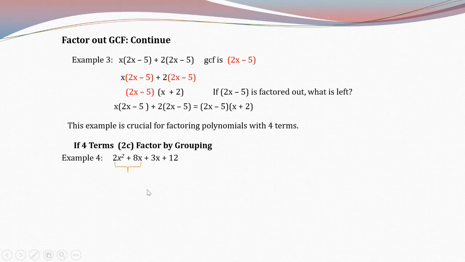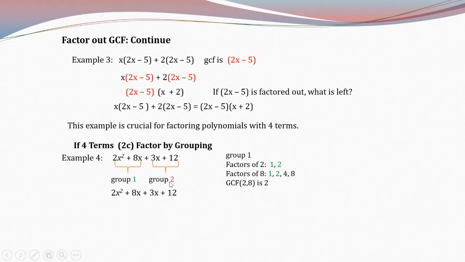By grouping means you're going to put them in pairs. You're going to group the first 2 terms, and the second 2 terms, which is group 2. Okay, for group 1, what do they have in common between 2 and 8? The 2 is 1 times 2, and the 8 is 1, 2, 4, and 8. These are the factors of 8. So what they have in common are the 1s and the 2s, right? So the GCF will be 2, because that's the highest factor between 2 and 8.